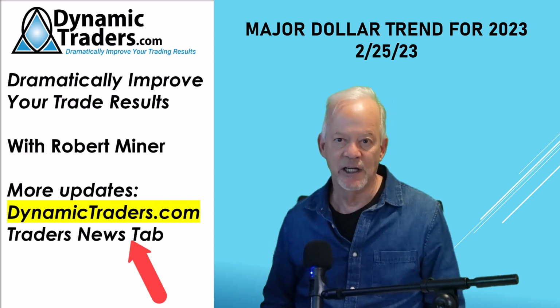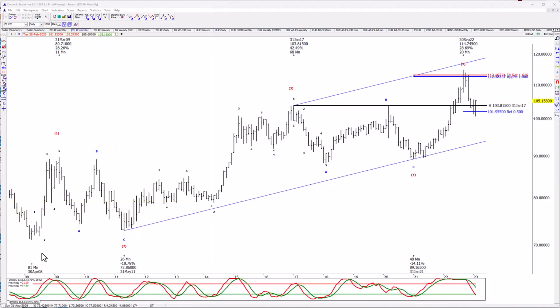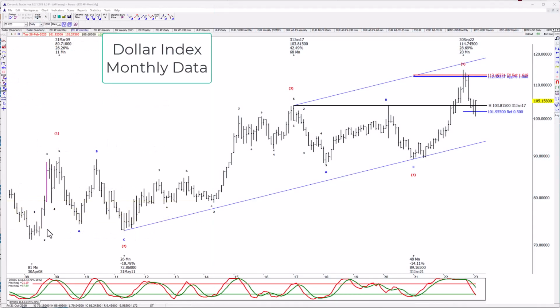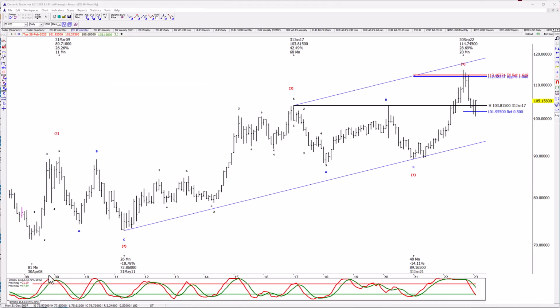Take a look at the dollar index. This is the dollar index monthly chart, and I'm showing data beginning around 2008. There was a major low in 2008. Let's just take a look at this advance since the 2008 low. This is pure textbook Elliott Wave. In fact, it's a little scary. It's too perfect, but we've got to take a look at it and recognize what is the probable position of this dollar index right up to date as of the time I'm recording this on Saturday, February 25th.